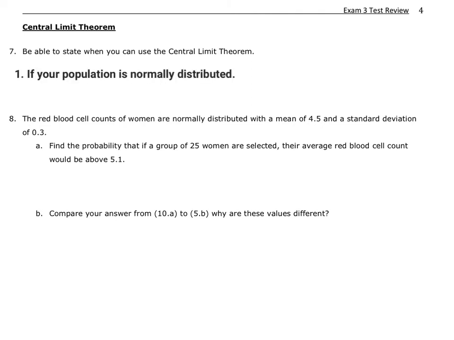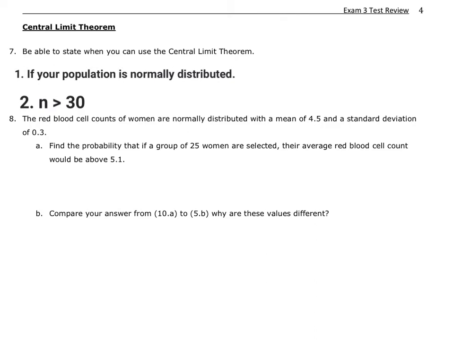And then the second one is if you are not normally distributed population, but your sample is going to be larger than 30. So in both of those cases, you can use the central limit theorem. And the central limit theorem states that if you take samples of women or people from your population, their sample averages will be normally distributed. And what that allows you to do is solve problems just like the one that's being described here in A. Find the probability that a group of 25 women are selected, then their average red blood cell count will be above 5.1.